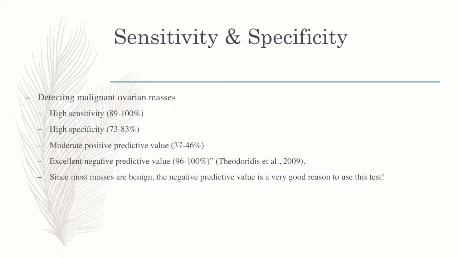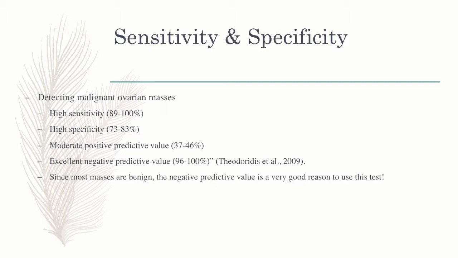So sensitivity and specificity of this particular test. So this is referring to detecting malignant ovarian masses. So it has a very high sensitivity. That means an accurate diagnosis of malignancy 89 to 100% of the time for those with a malignant mass. The specificity is also pretty good, although not quite as high. So it should be able to rule out malignancy for those who don't have them 73 to 83% of the time.